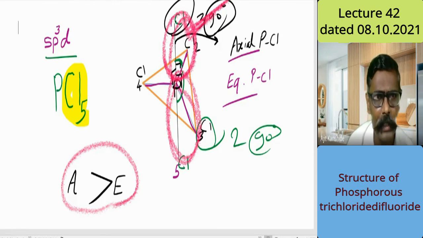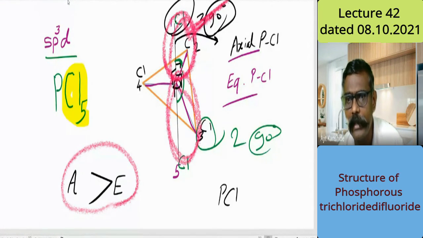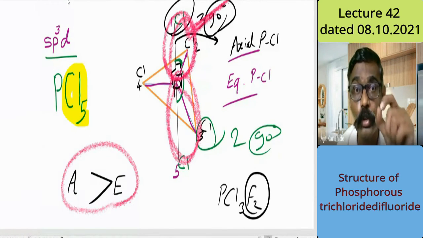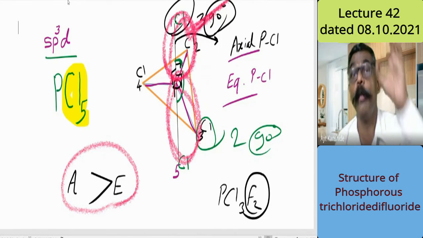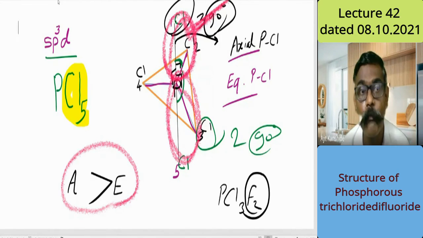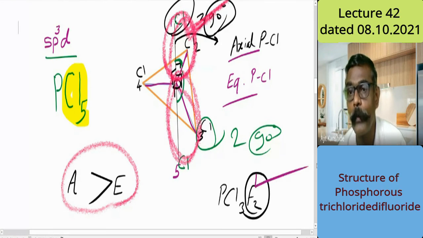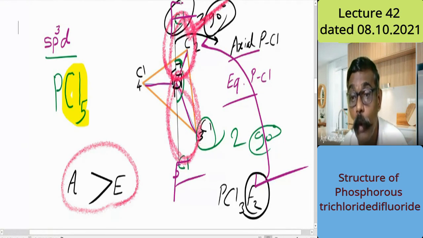Firstly, I tell you, suppose the molecule would have been PCl3F2, where F is more electronegative. Bent's rule says, listen carefully, I am discussing in detail later on, Bent's rule says the more electronegative atom, that is fluorine, will occupy the axial position. These two fluorines, one will be upside and the other downside, and the chlorines will remain equatorial. Why? It is Bent's rule. The reason I'll explain to you.